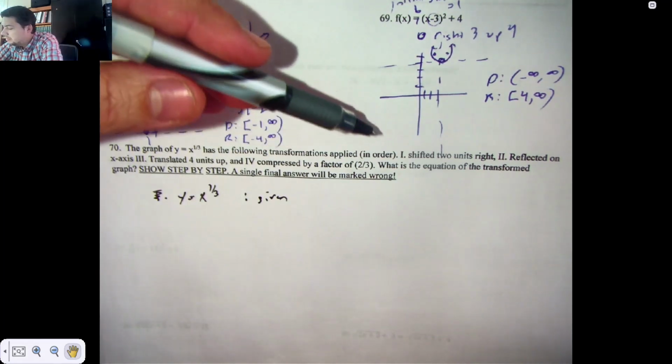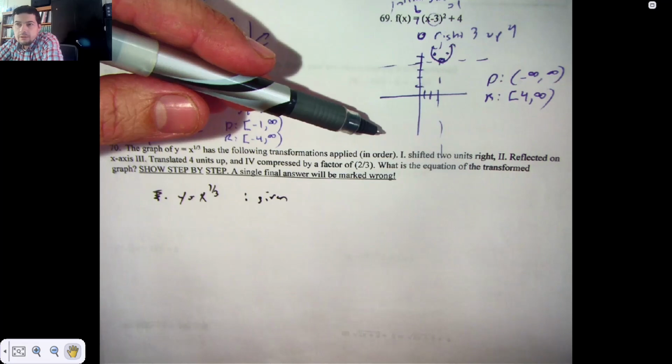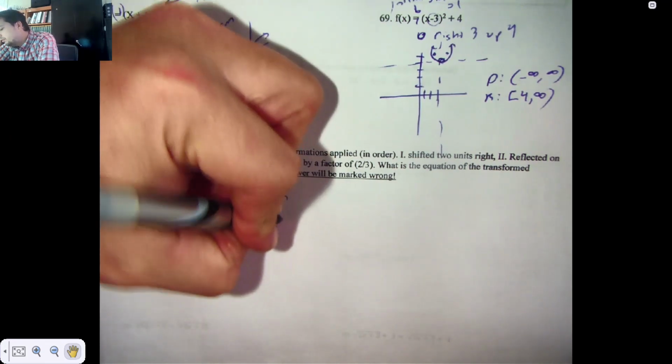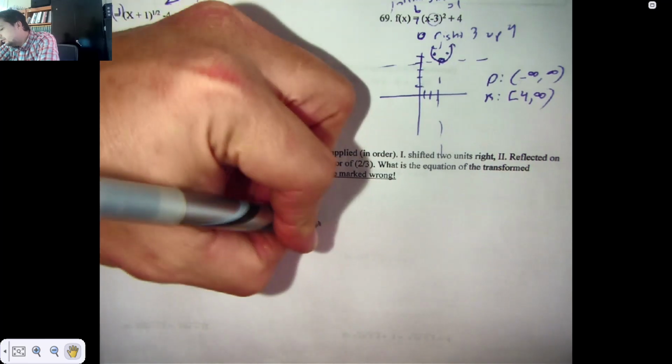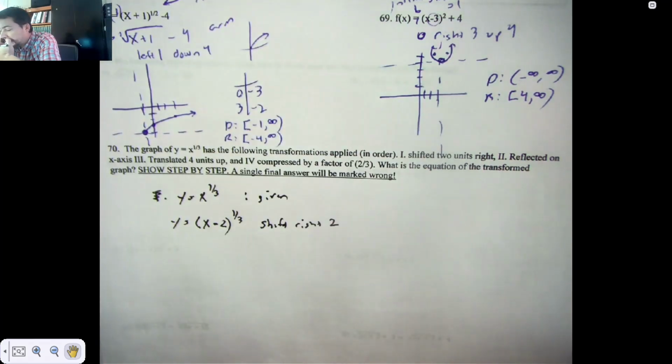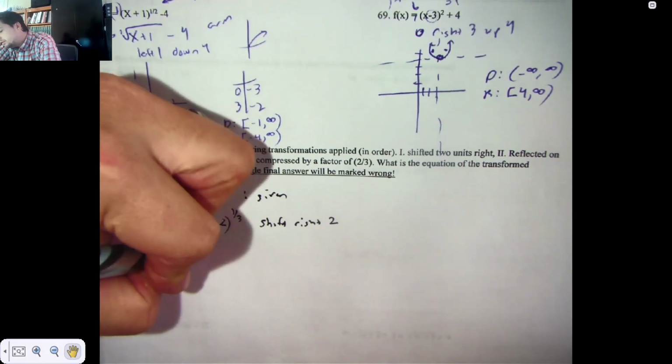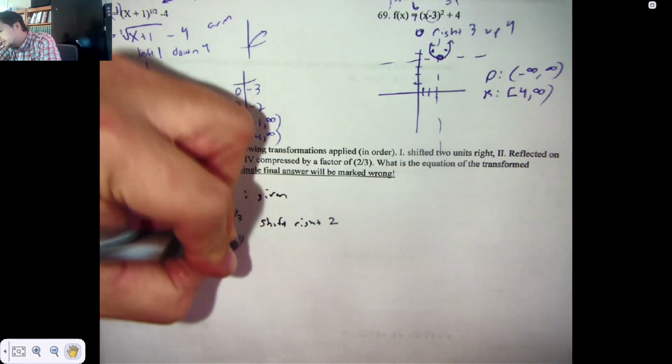Second thing is we shift 2 units right. A shift 2 units right is something that happens with x, and it's always opposite of what you think. If we're going to shift 2 units right, it works opposite of how you feel about it. You're actually going to take away 2 from x, and that handles the shift right 2. The next thing is we reflect on the x-axis. Reflection on the x-axis would take a positive y value and make it negative. To do that, we just insert a negative in front of the entire equation that we've written.